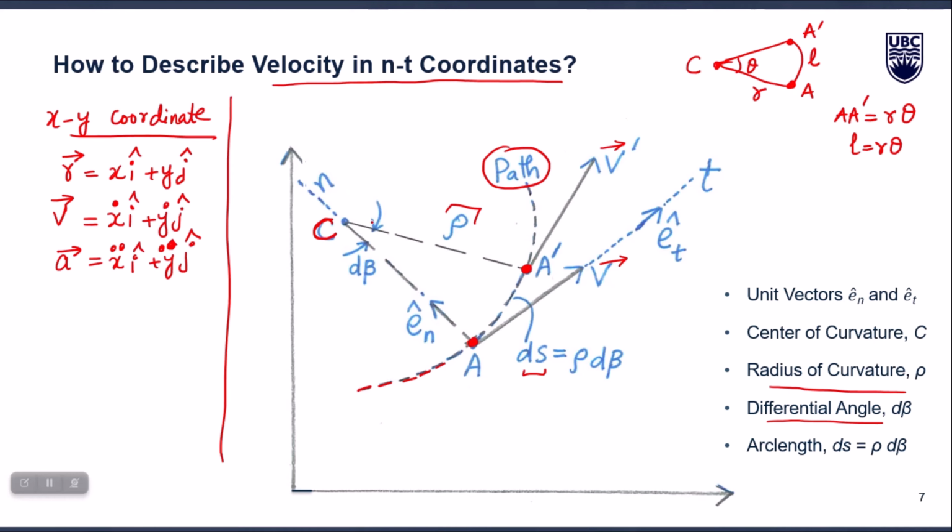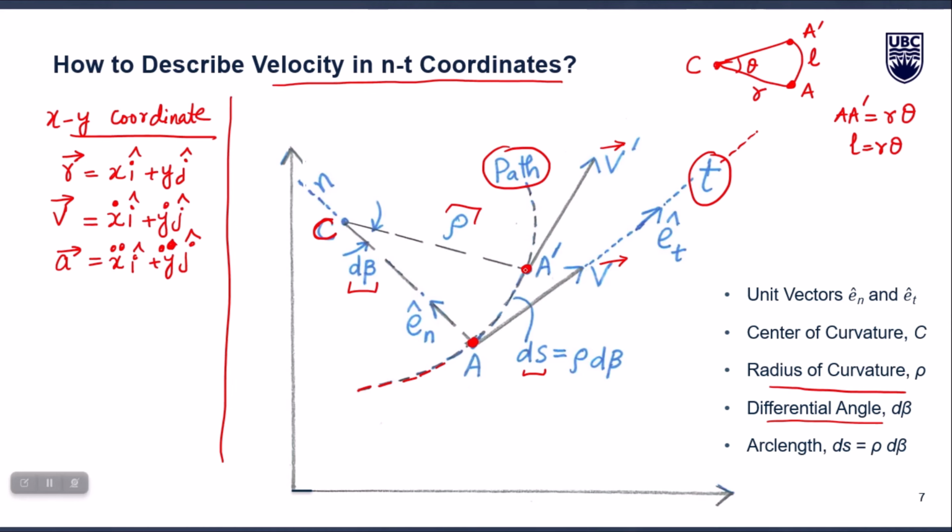So the angle which the radius of curvature is making at the center of curvature is denoted as d beta, right? I can write this distance ds as rho times d beta. Now we have two coordinates also. One is the t axis, which is tangent to the path at any given time instant. So at point A, this will be the direction of t, which will also be the direction of the velocity vector.